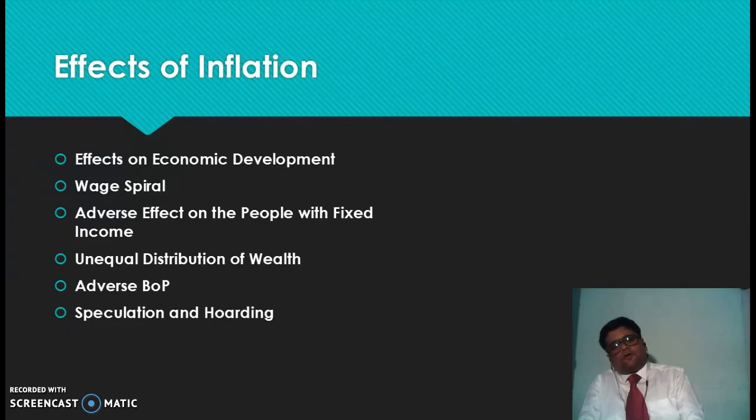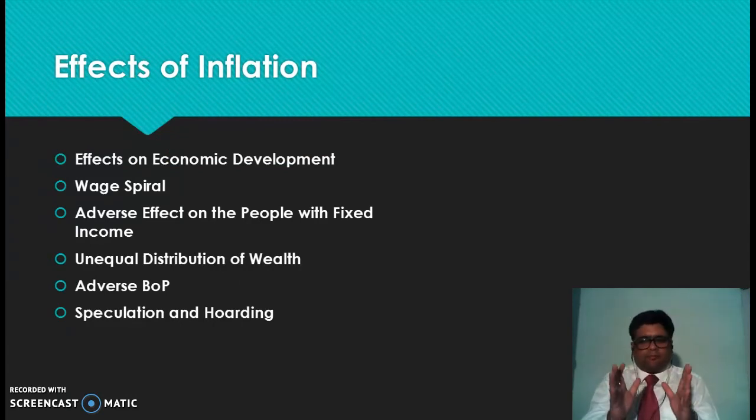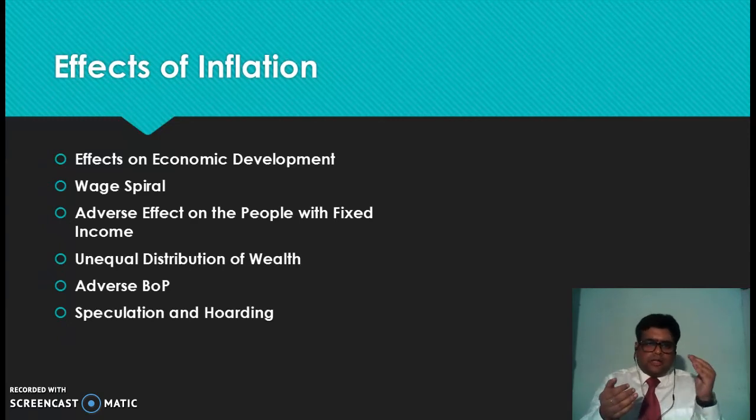With that positive note, let's discuss the various negative effects of inflation. The first is the effect of inflation on economic development. Simple, again, economics 101. Whenever there is more expenditure, savings will be less. When savings are less, investments will be less. As simple as that. So high inflation has an adverse effect on economic development, because due to high inflation, people cannot save that much. And if they cannot save that much, they cannot invest that much. So due to high inflation there will be less saving. Less saving will give rise to less investment, and that is a negative effect on economic development.